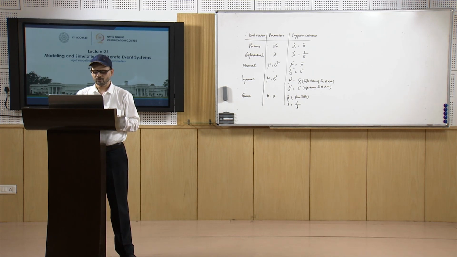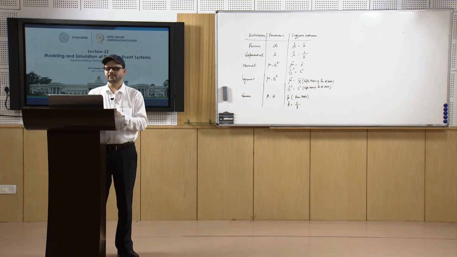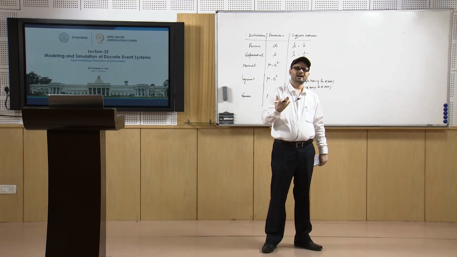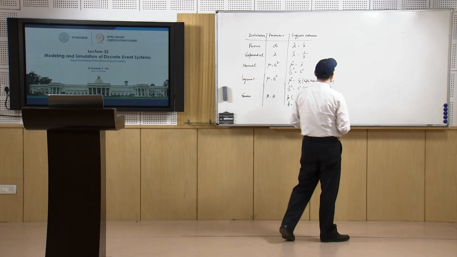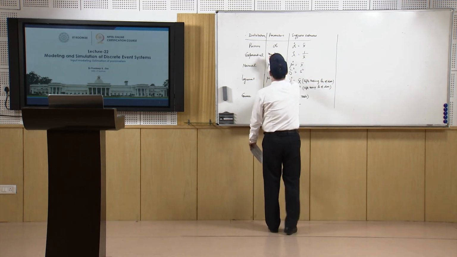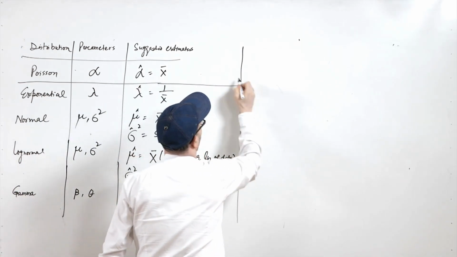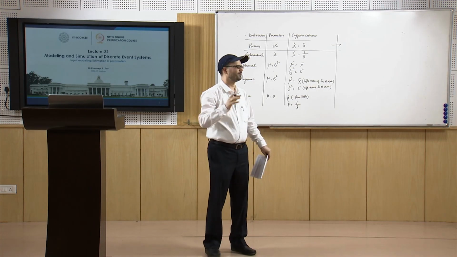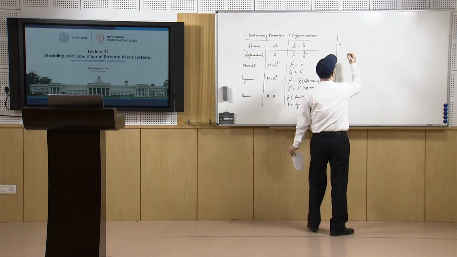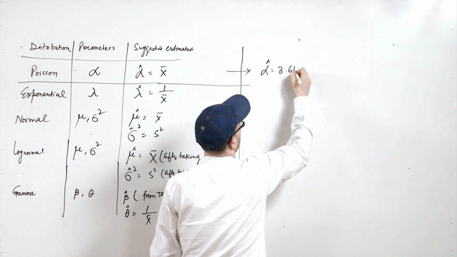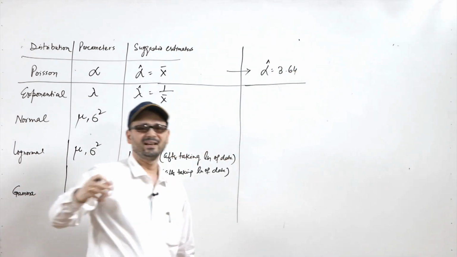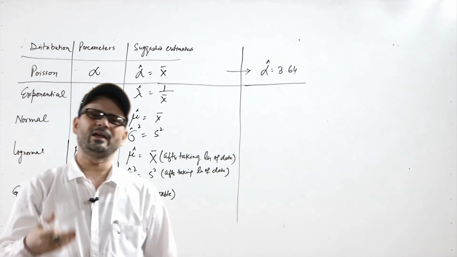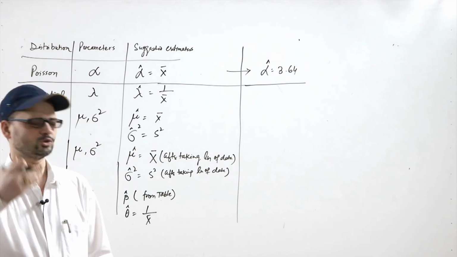Now, we will see the example which we have done earlier, the mean arrival rate, where it is said to be Poisson distributed. For this Poisson distribution, the sample mean was calculated as 3.64. So, the alpha estimator will be 3.64. This is from the problem we discussed just earlier, where you had 0 arrivals a certain number of times, 1 arrival a certain number of times, and so on.